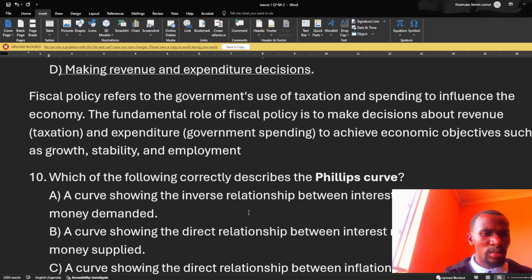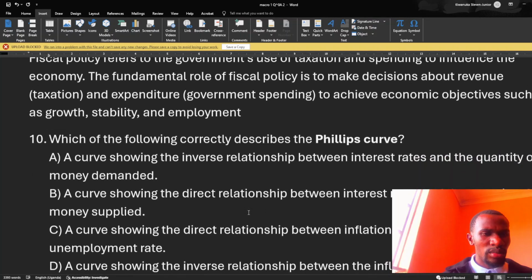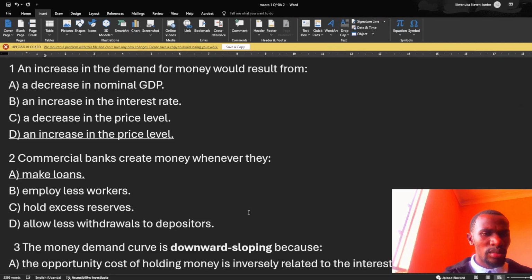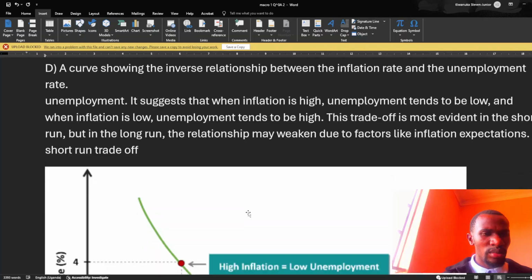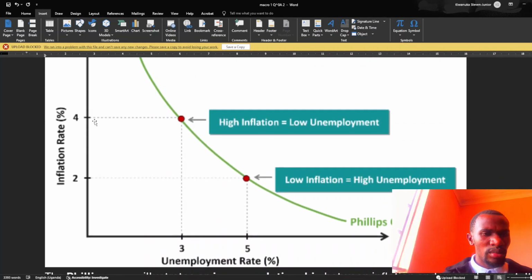Finally we come to our last lunch bite. Which of the following correctly describes Phillips curve? Now I put a graph here on Phillips curve. Now this is what Phillips curve has for us. When you observe, this is how Phillips curve looks like. And it assumes that it works in the short run. We're having inflation rate against unemployment. So inflation rate is here.